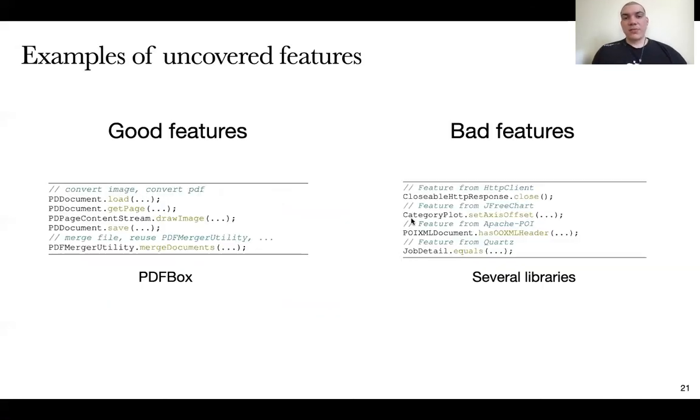Some examples of uncovered features by our tool. These are examples of good features. For example, you see that this is related to converting images or converting PDF, and you see several methods here. Also to merge documents over here, and some bad features that our tool also produces, where we couldn't find any applicability for these so-called features.